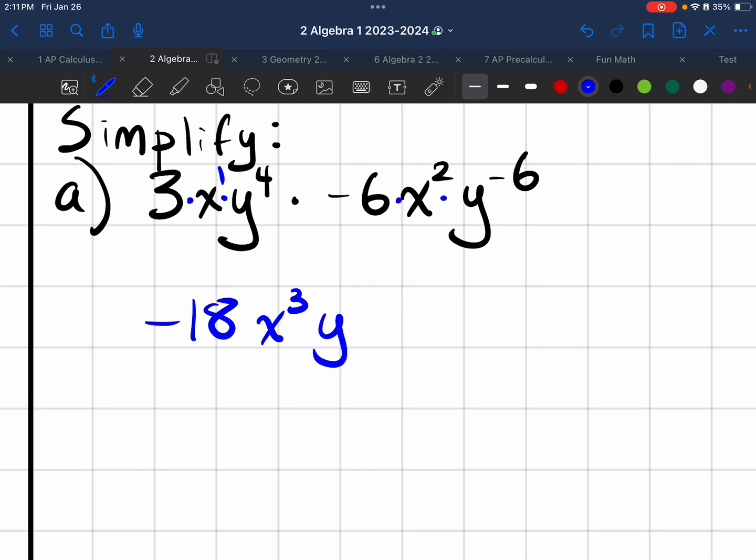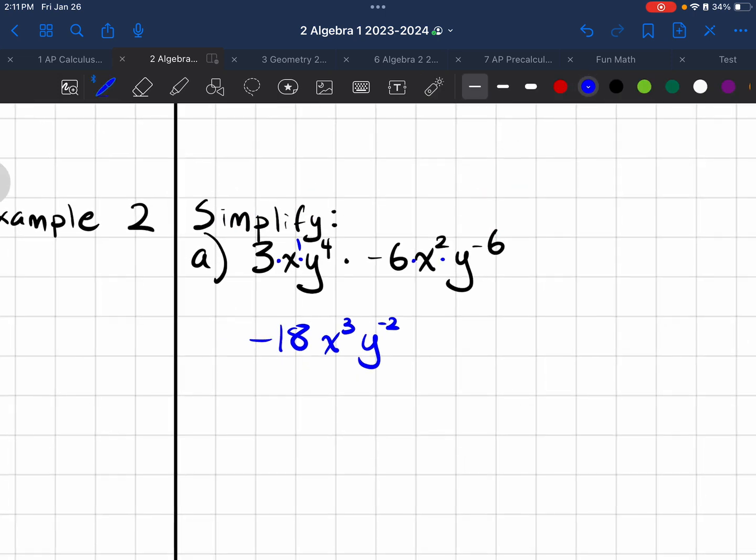And then I'm going to deal with the y's next. Y is 4, y is negative 6. If I add a 4 and a negative 6, I'm left with a negative 2. Remember, one of the unspoken rules in my class is when I simplify, I never want negative powers. So even though this is mathematically correct, I prefer it in the form where every single power is positive.